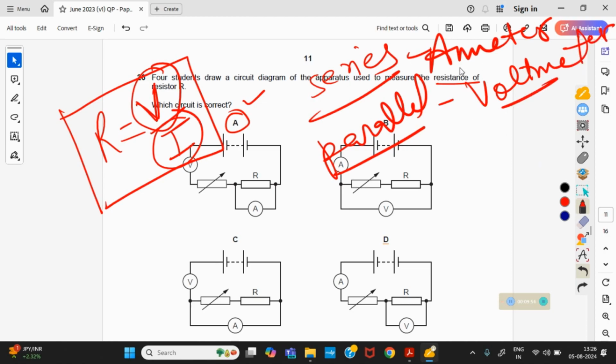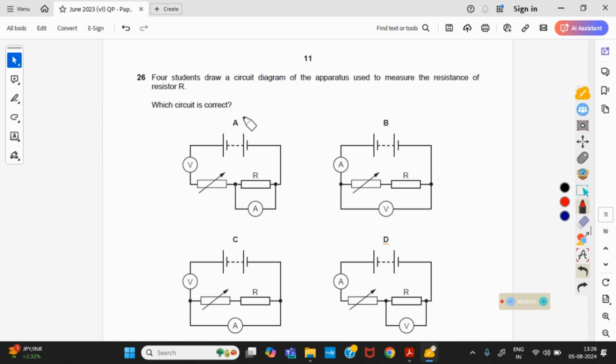Okay, so ammeter you connect in series and voltmeter you connect in parallel. Now let's check all the options. In option A, you can see that ammeter is connected across the resistance. So this is not right. In option C, you can see ammeter is connected across the resistance R. This is not right. Here you can see that the voltmeter is connected across the resistance and ammeter is connected in series with the circuit. So option D is right.